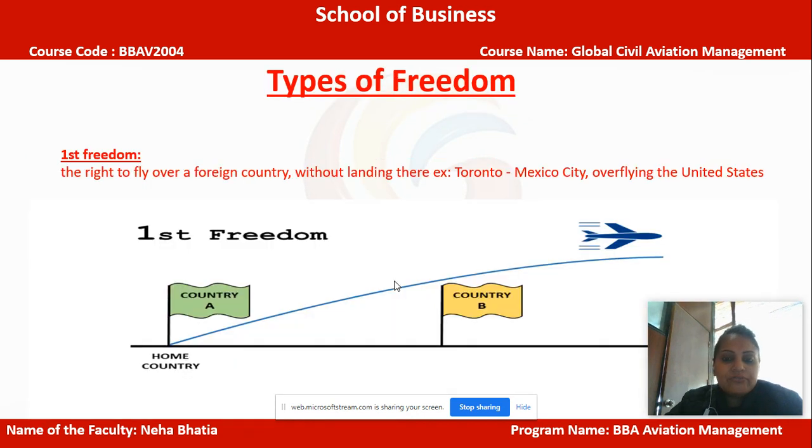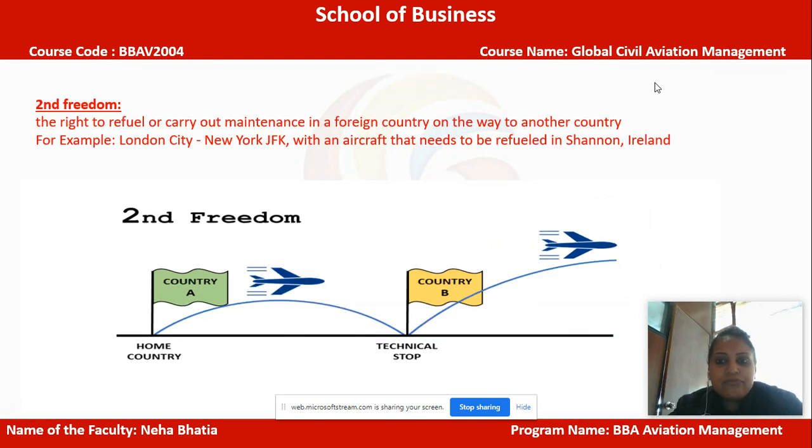Now let's talk about the first freedom of air. This is the most basic right, which allows an airline from country A to fly through country B's airspace without landing. For example, an American airline flight from the US to somewhere in South America would be permitted to fly through Mexico's airspace to get there.